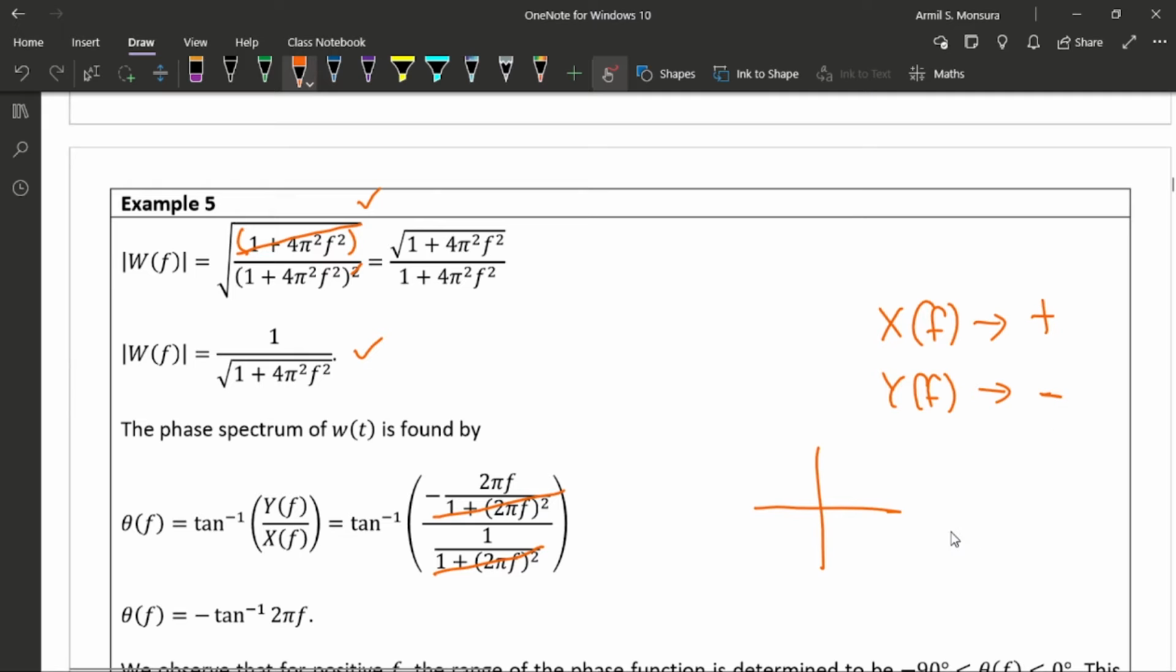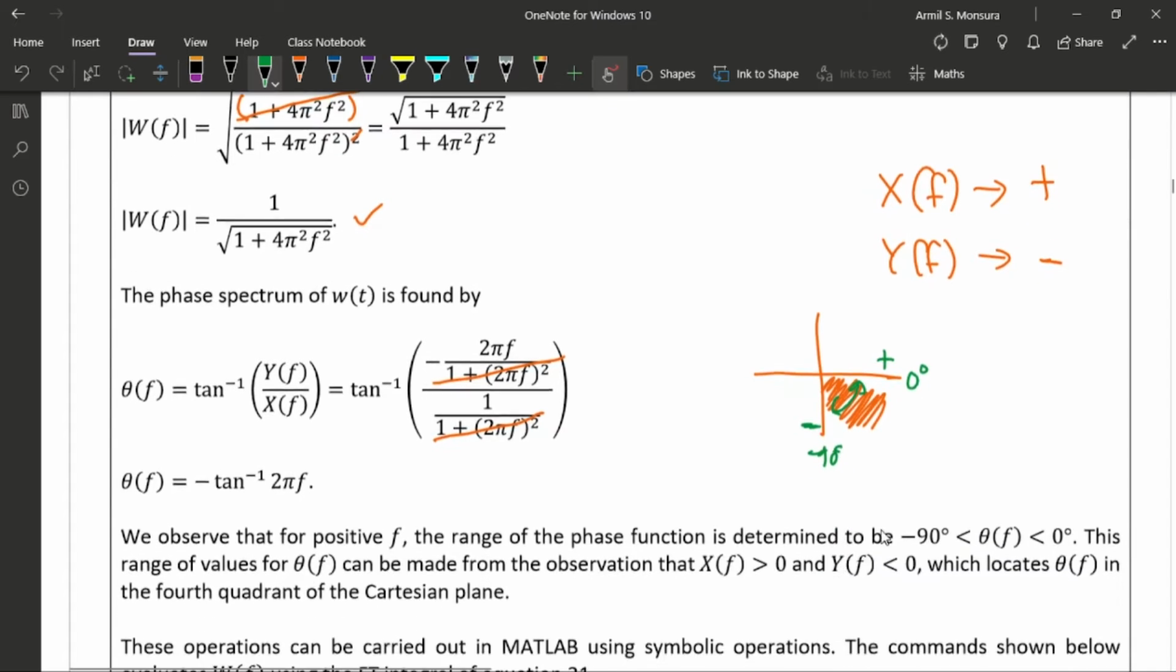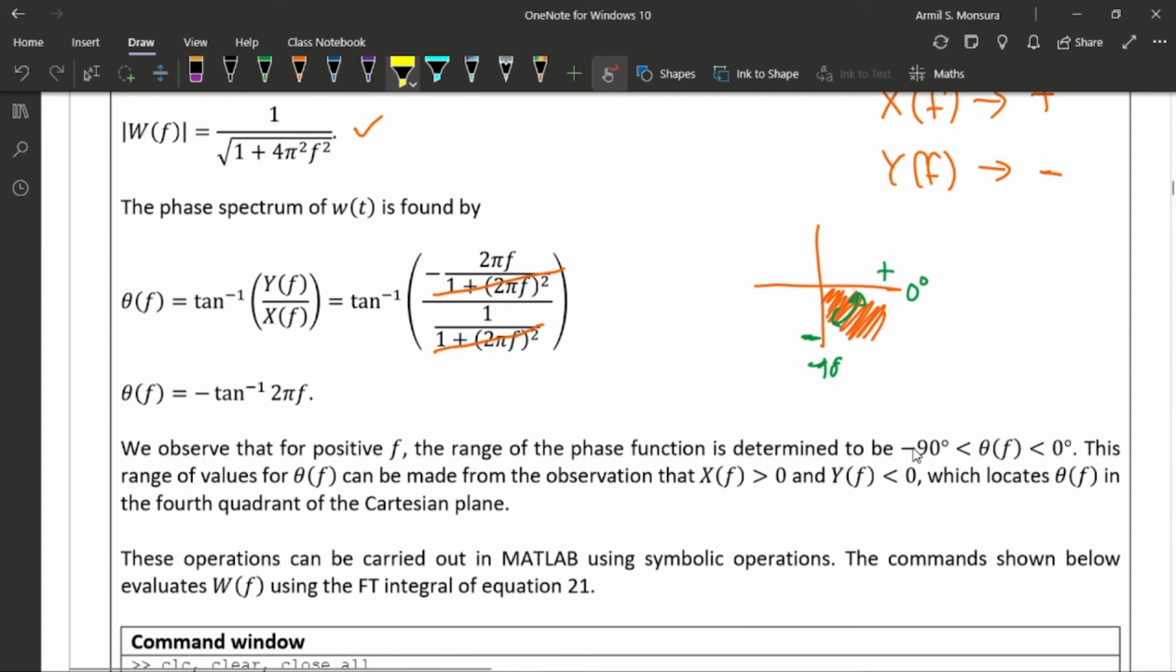Which means that the angle of your spectrum would be found somewhere here. Positive x and negative y. And since this is 0 degrees and this is negative 90 degrees, we find that the phase would be in between these two. So that is how we identify this range.